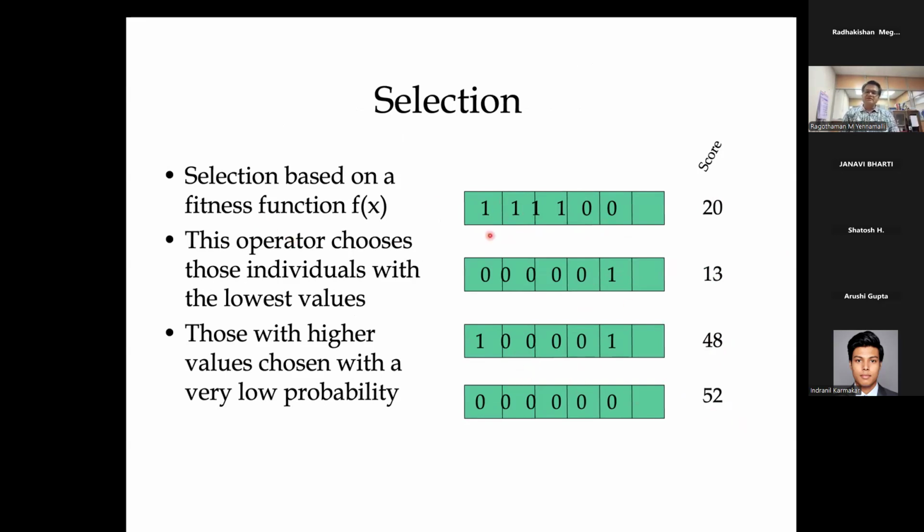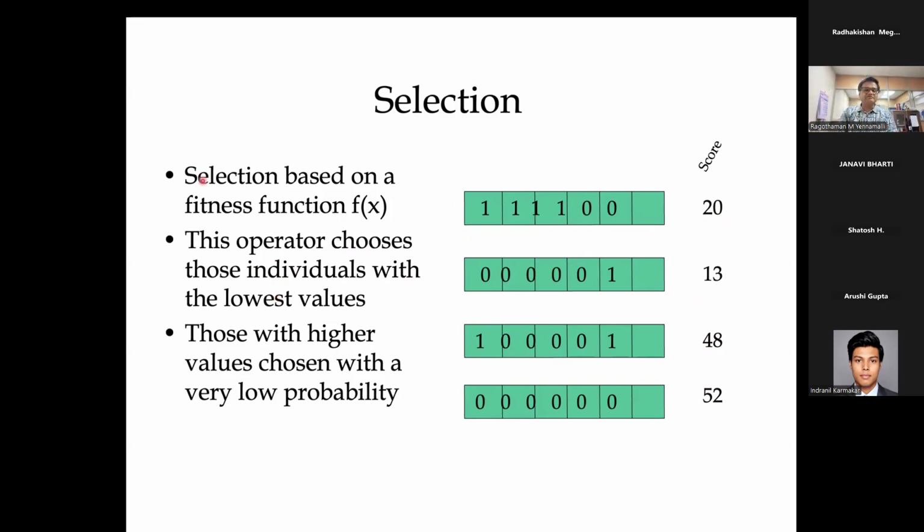Now, you have a fitness function. This fitness function is again a probability distribution. The probability distribution says that you can accept or reject a particular selection. Now, what do you accept? You accept a score that is higher in nature. So a score of 13 may not be selected, but a score of 20 will be selected. A score of 48 may not be selected, but a score of 52 may be selected. So the operator chooses those individuals with a particular cutoff.